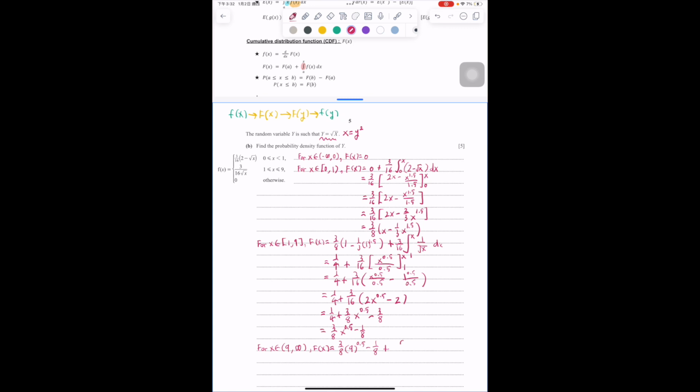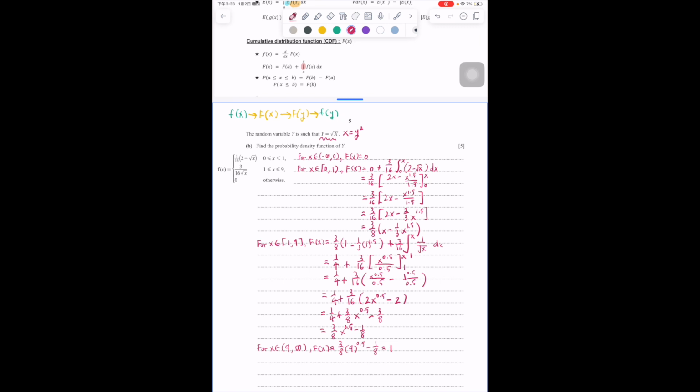So for values that are greater than 9, we actually fall into the otherwise part. So we integrate 0, which gives us 0. So you can just remove this part and use your calculator. 3 over x times square root of 9, which is 3, and then minus 1 over x, you have 1.